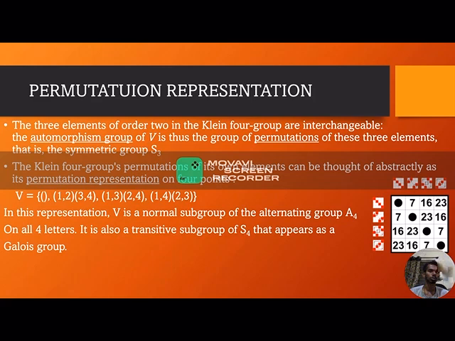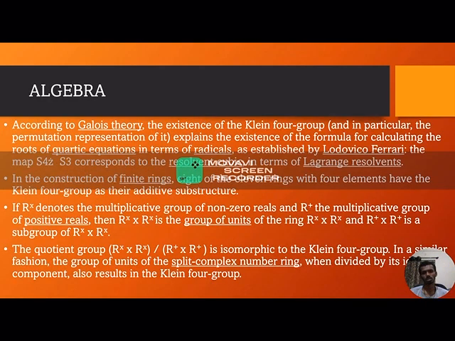Next application is algebra. According to Galois theory, the existence of the Klein 4 group explains the existence of the formula for calculating the roots of quartic equations in terms of radicals, as established by Lodovico Ferrari. The map S4 to S3 corresponds to the resolvent cubic in terms of Lagrange resolvents.